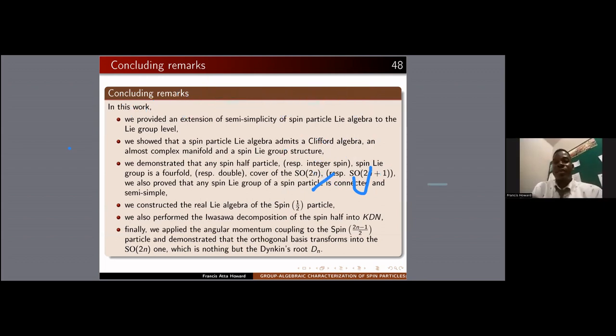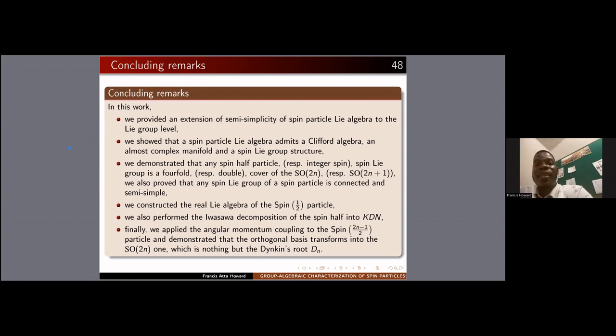In the talk, we provided an extension of the semi-simplicity of spin particle Lie algebra to the Lie group level. We also showed that a spin particle Lie algebra admits a Clifford algebra, and it is also an almost complex manifold, and it has a spin Lie group structure. We demonstrated that for a spin half particle, a spin Lie group is a fourfold cover of the SO2N. We also proved that any spin Lie group of a spin particle is connected and semi-simple.